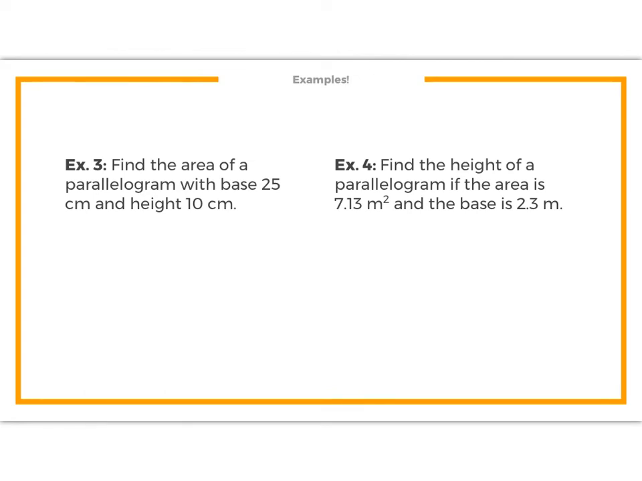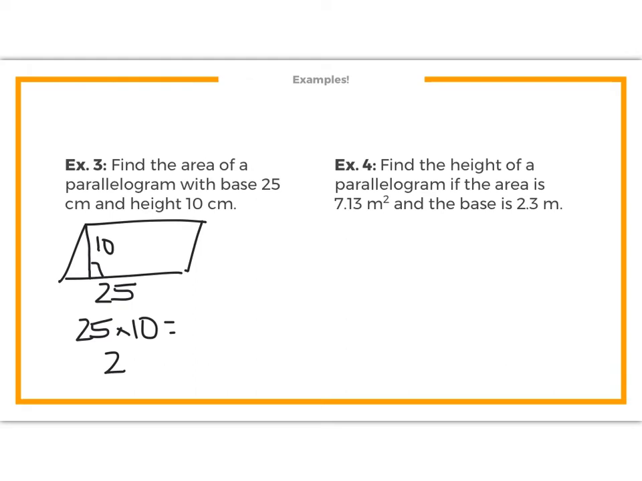In example 3, I'm asked to find the area of a parallelogram with base 25 and height 10. I'm going to draw a picture first. This base is 25. That height is 10. 25 times 10 equals 250 centimeters squared.